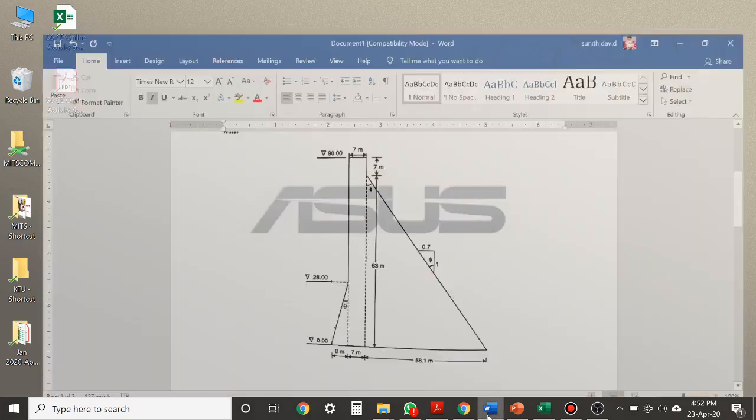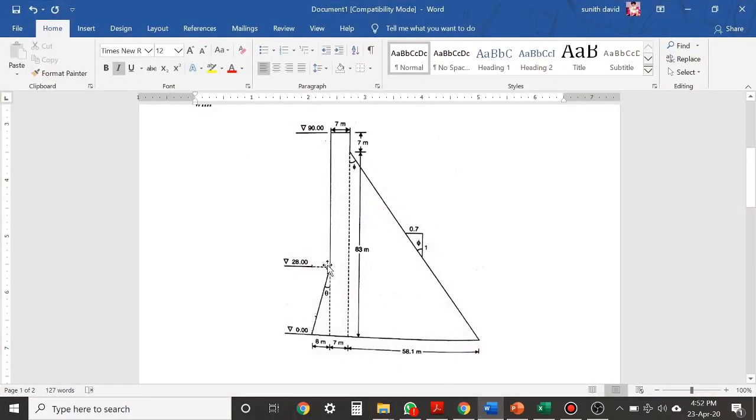Another change is that you see the upstream face of the dam. The upstream face of the dam is not vertical, but it is inclined. So, while considering the types of forces, the very first force that you have to consider is the self weight of the dam. While doing the problem, the self weight of the dam you can divide into this triangle, this rectangle, and this triangle.